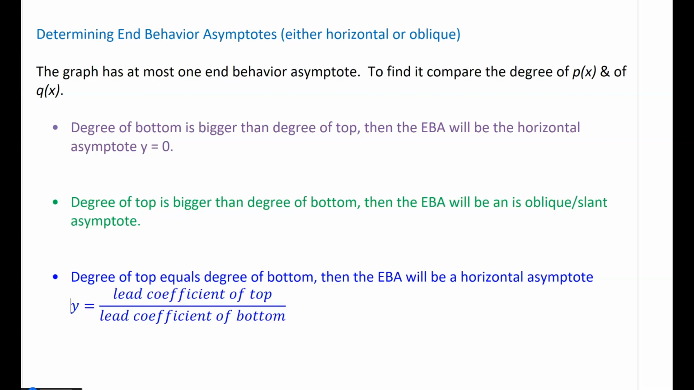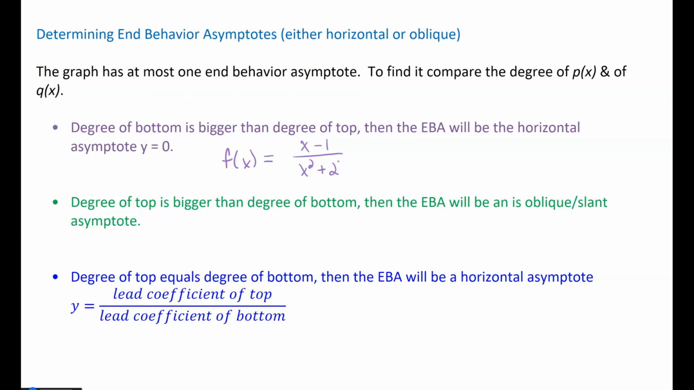So if the degree of your denominator is bigger than the degree of the numerator, you get a horizontal asymptote at y equals 0. Again, if the bottom is bigger. An example of that would be, let's say we had f of x is equal to x minus 1 over x squared plus 2.